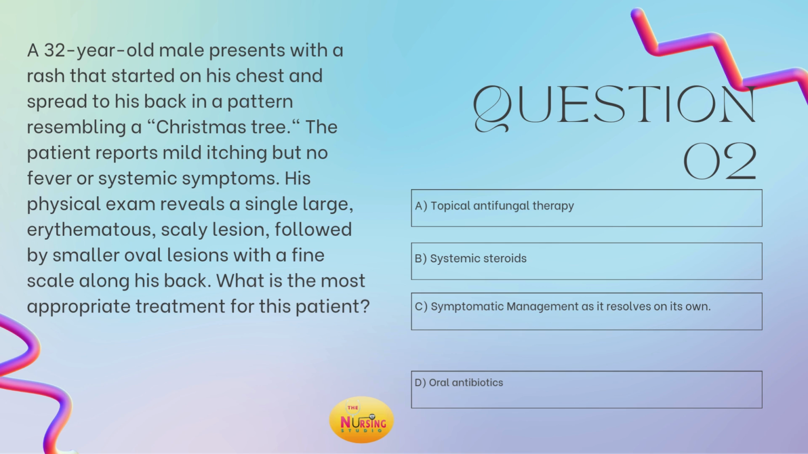We have this 32-year-old male who came in with a rash that started on his chest, has spread to his back, and is resembling a Christmas tree. Again, Merry Christmas. But it's pityriasis rosea, right? So I want you to think of how we treat pityriasis rosea. For pityriasis rosea, we simply use symptomatic management like antihistamines and topical corticosteroids just to relieve that itchiness and the inflammation to those locations and the scaly lesions that you may find, but it is known to resolve on its own. So C is your best answer.